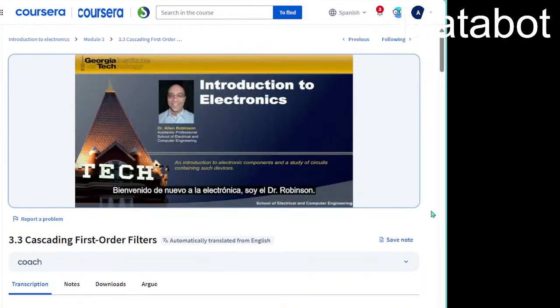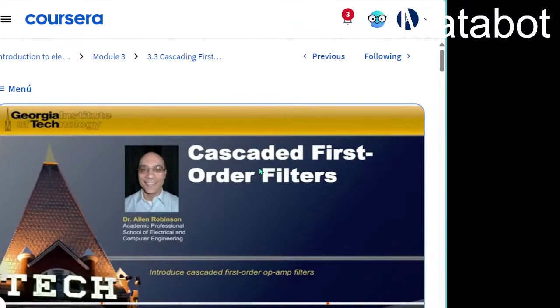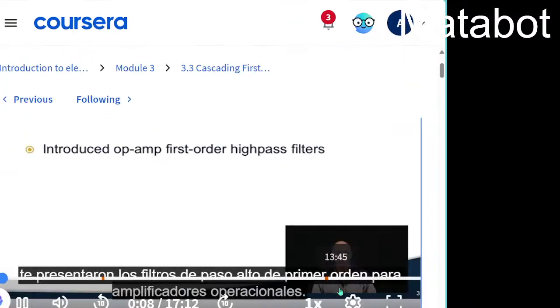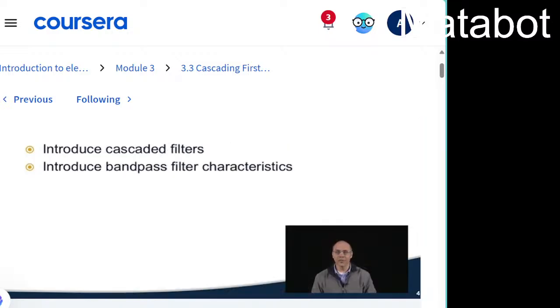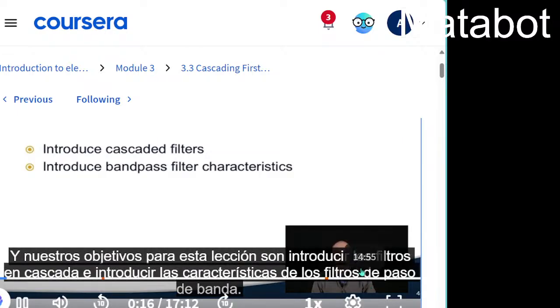Welcome back to Electronics. This is Dr. Robinson. In this lesson, we're going to look at cascaded first-order filters. In your previous lesson, you were introduced to op-amp first-order high-pass filters, and our objectives for this lesson are to introduce cascaded filters and introduce bandpass filter characteristics.